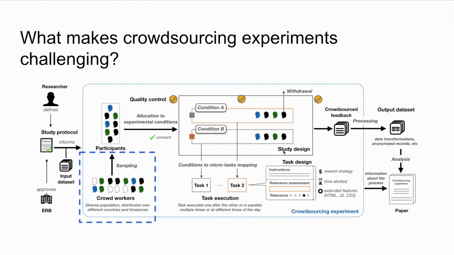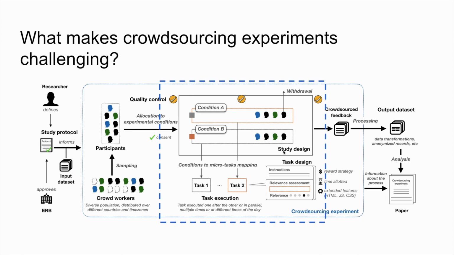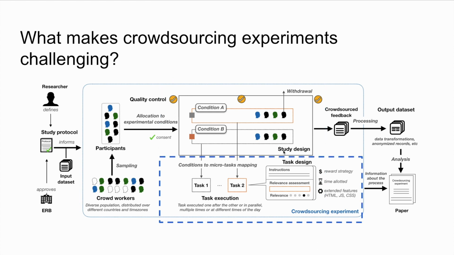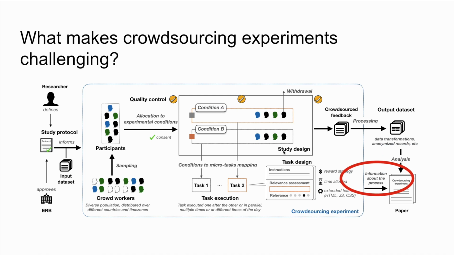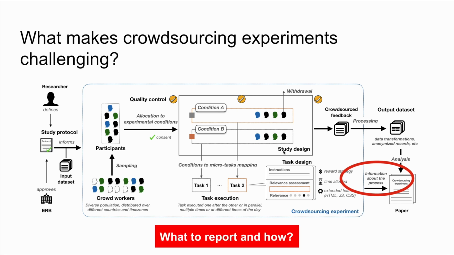A successful experiment may require researchers to articulate many elements. For example, how to sample workers, how to map a study design into crowdsourcing environments, how to design the task, and apply quality control techniques. The analysis of the results, of course, goes into the paper. But the paper also needs to provide information about the whole process to ease reproducibility and facilitate a fair assessment of the results. However, it turns out that there is not much guidance on what to report and how, and to some extent, a lack of true awareness of the potential implications of underreporting.